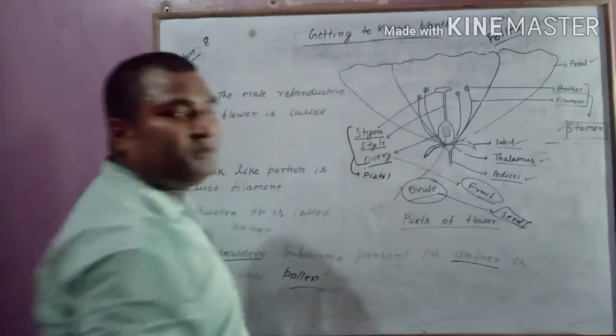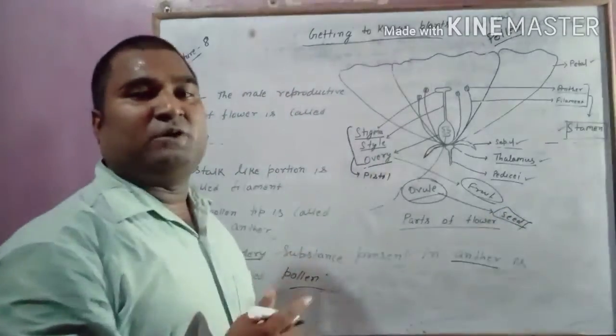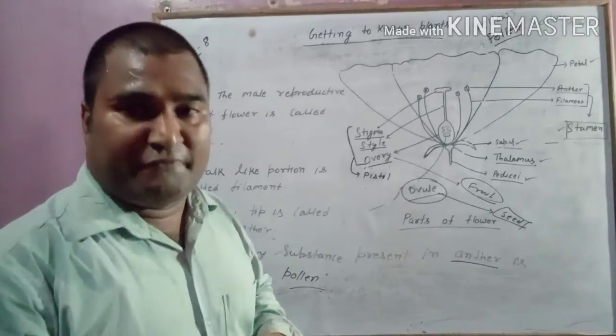That is actually ovary, and this ovule will change into seed. So the seed that you see inside the fruit is actually ovule.